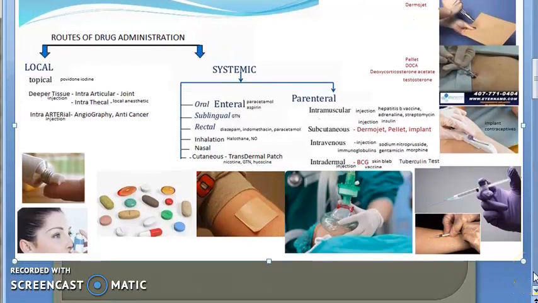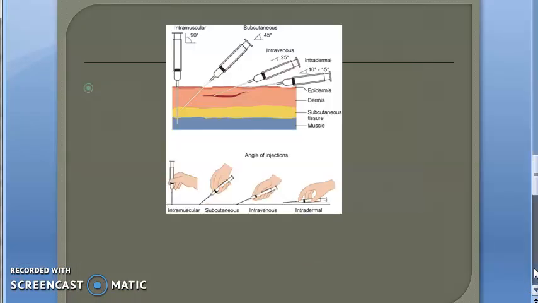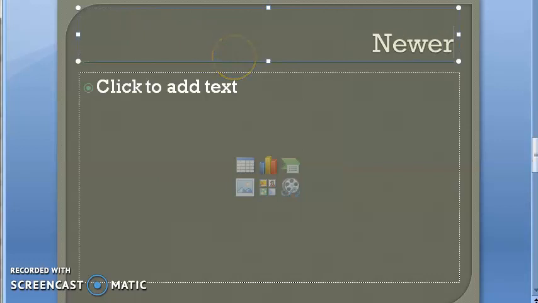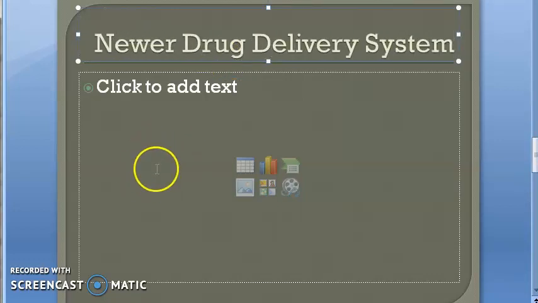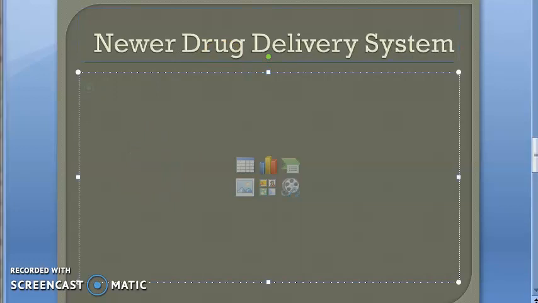There is something called newer drug delivery system which has been asked in the exam and you need to know it. So let's add a slide here for that. Newer drug delivery system. So we will just name it. These are developed to improve the drug delivery, more targeted for better patient compliance, prolongation of duration of action, etc. You can write all those fancy things.